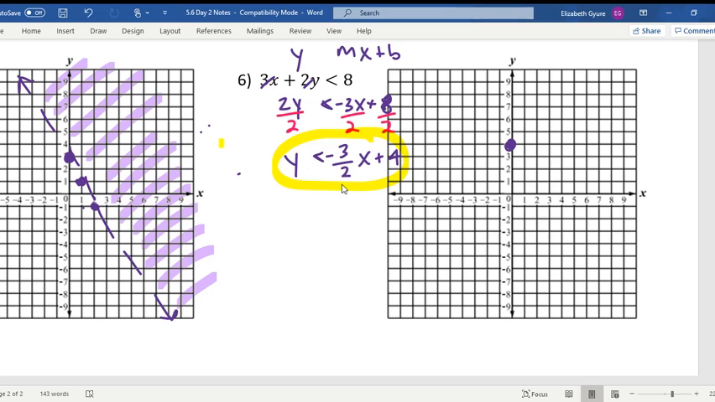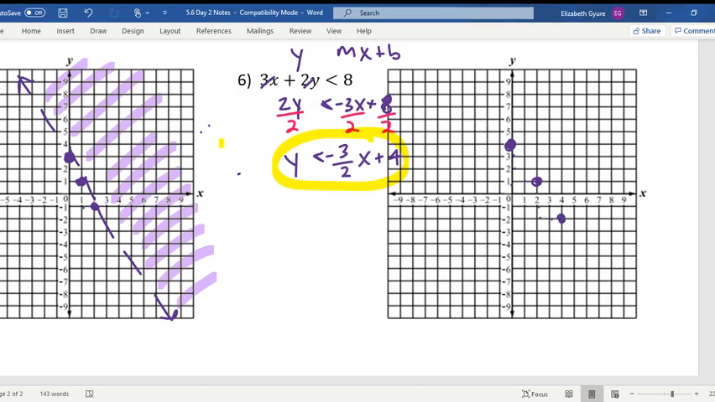-3 over 2. Aaron, how do you think you'd count out a slope of -3 over 2? Very good. Down 3. So 1, 2, 3, and 2 to the right. And we can do that again. Down 1, 2, 3, and 2 to the right.